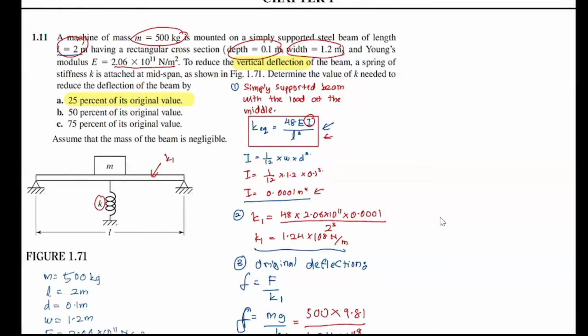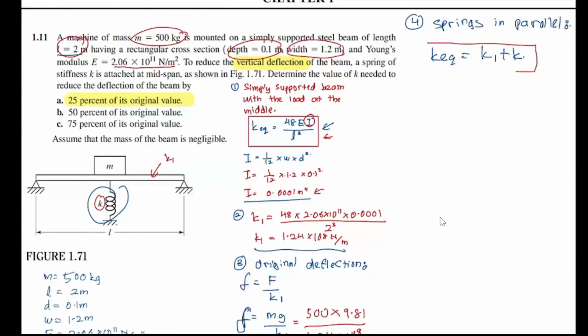So we know the formula for K, springs in parallel. For this question, we have the stiffness for the beam, which is K1, and the stiffness for the spring, which is K. Remember, in parallel, the stiffness K values add to each other. So this is the equivalent K for this question. Now, only then can we find what the question wants.